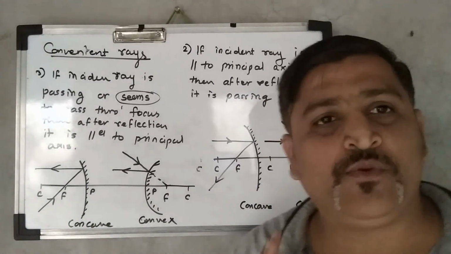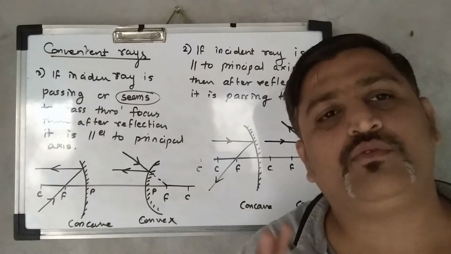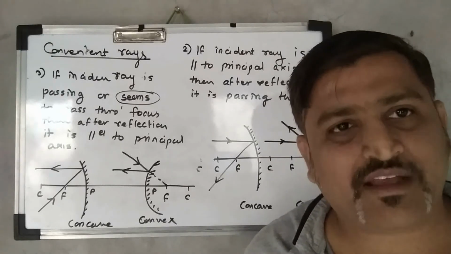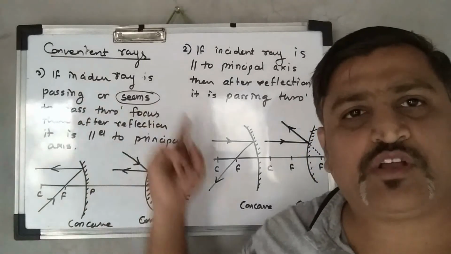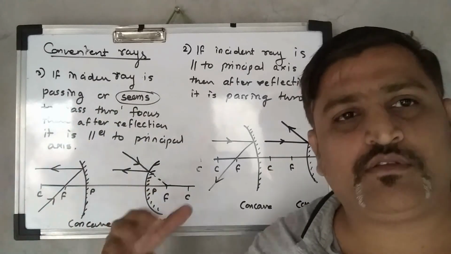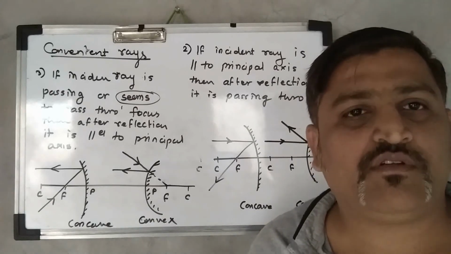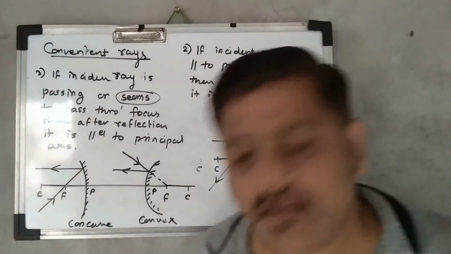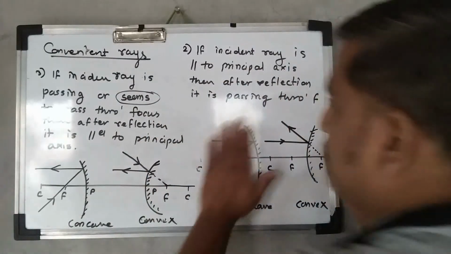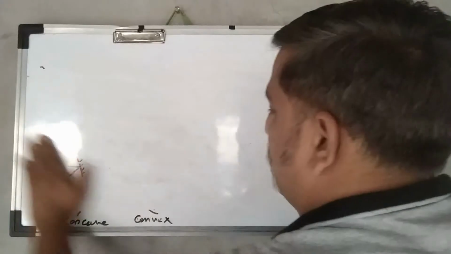So if you know about these three rules, then and only then is it possible for you to draw the ray diagrams made by the mirror. Okay. So any two of the convenient rays you can use while drawing the diagrams or while getting the image made by this mirror, concave as well as convex. Okay. Now next which we are going to study about is image form. Okay, image form. Two images will get formed.